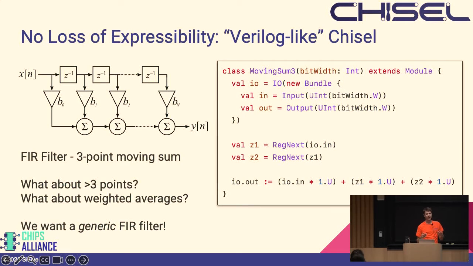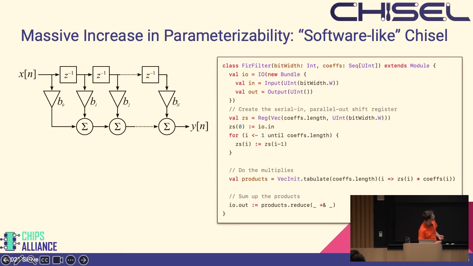But the question is, okay, a moving sum, isn't that useful? What if I want more than 3 points? What if I want weighted averages? What I really want is a generic FIR filter. And so this is probably a little bit small, and I'm not really here for a coding lecture, so I'll just gloss over some of the details.